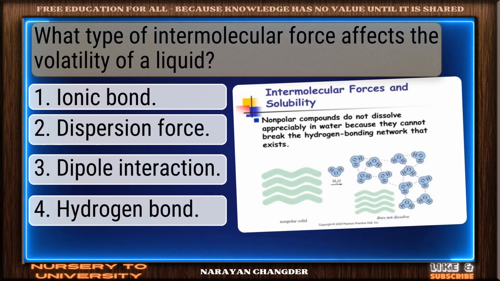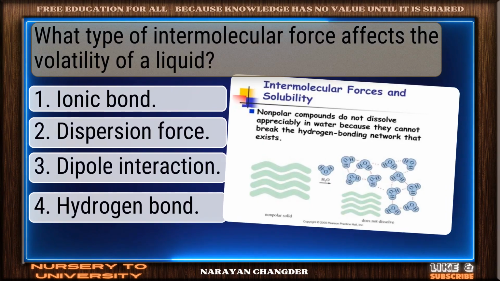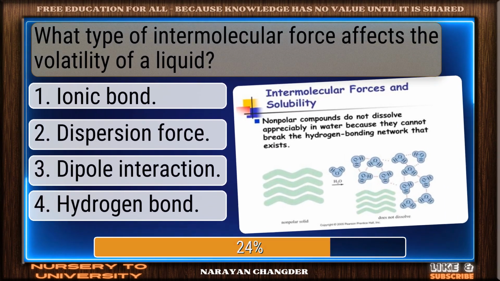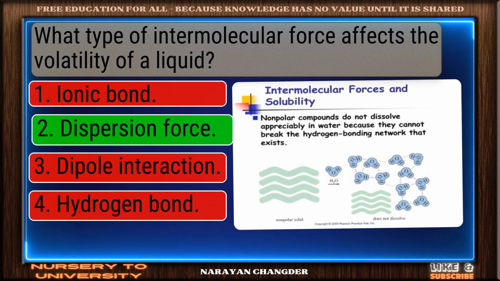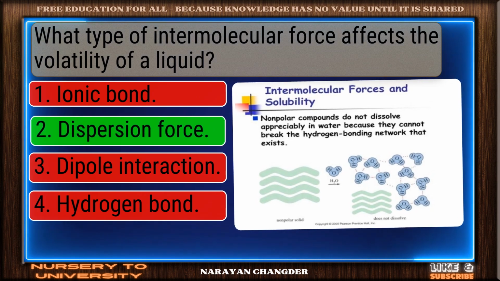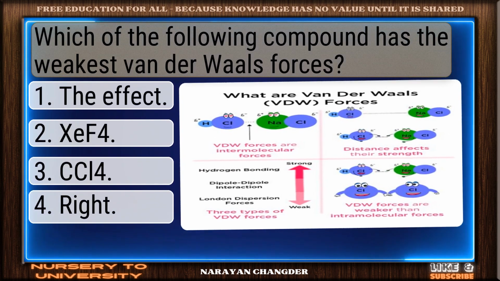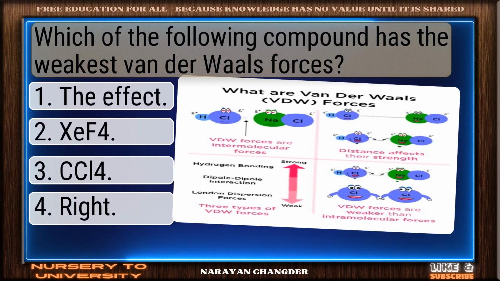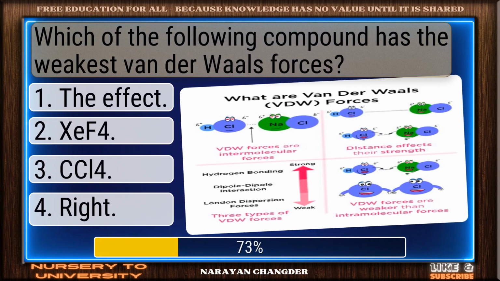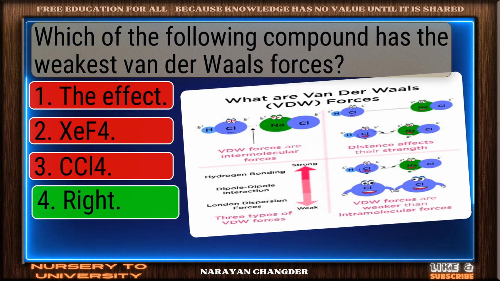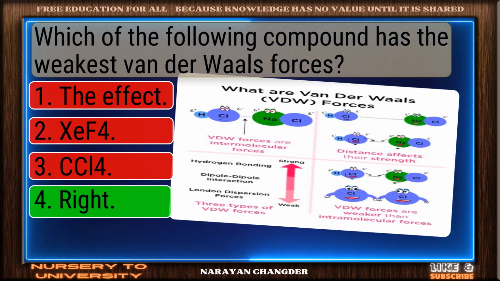What type of intermolecular force affects the volatility of a liquid? Right choice. Dispersion force is the best answer. Which of the following compounds has the weakest van der Waals forces? Nicely done. Right is a solid answer.